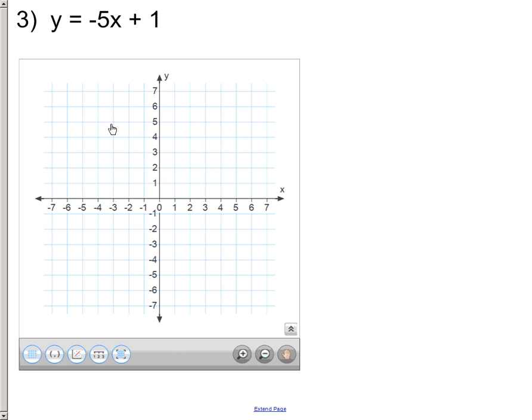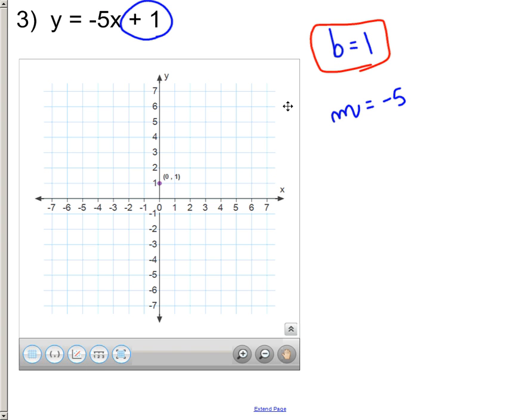Here we go, number three. My y-intercept is 1, positive 1, because of that plus sign. And my slope is negative 5. Well, let's deal with our y-intercept first. Where do I put that at? Positive 1. Okay, so right there.